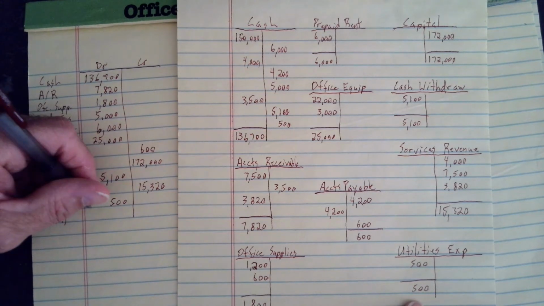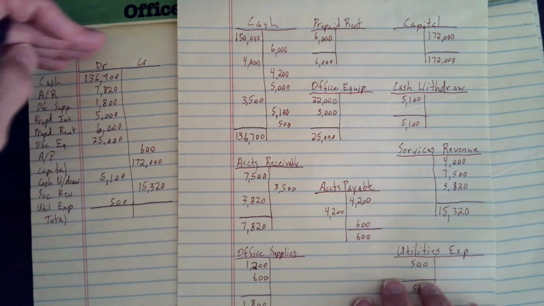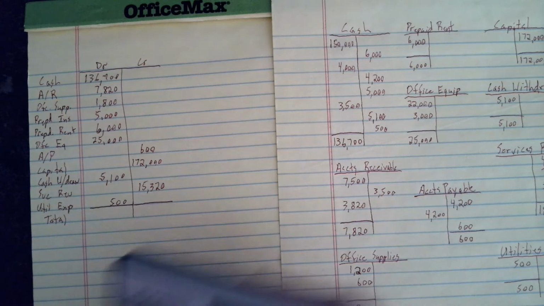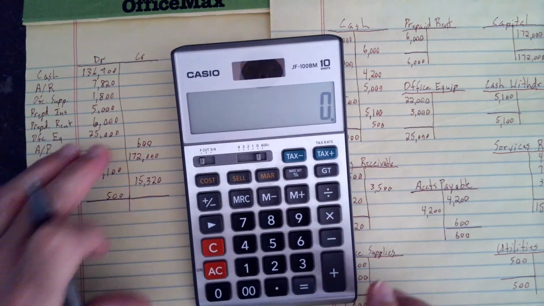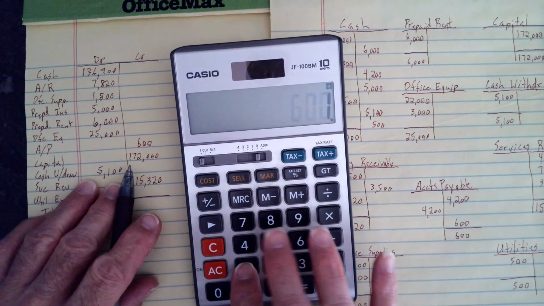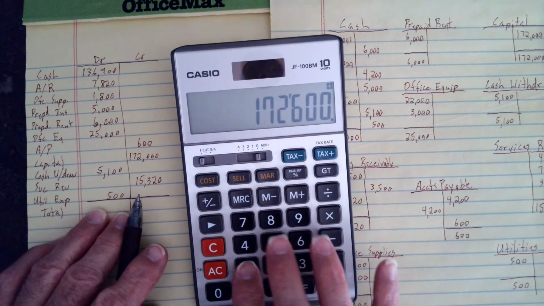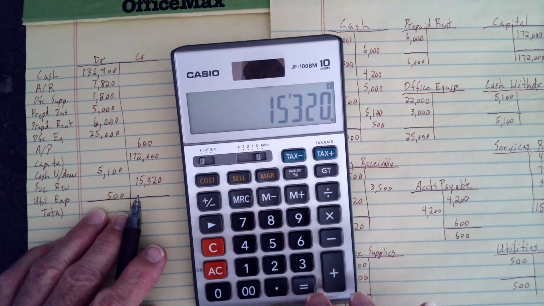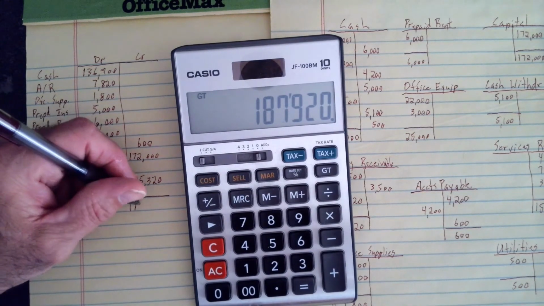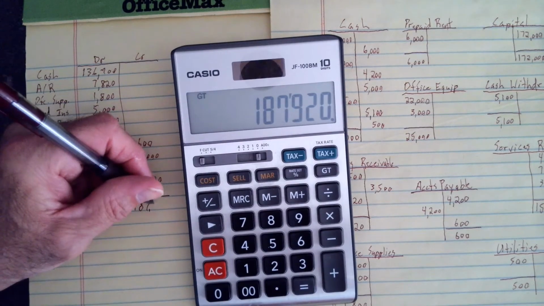And then I need to add up the debit column and add up the credit column and see how they come out. So let's start with the credit column because that's the easier one. 600 plus 172,000 plus 15,320. That gives me $187,920.